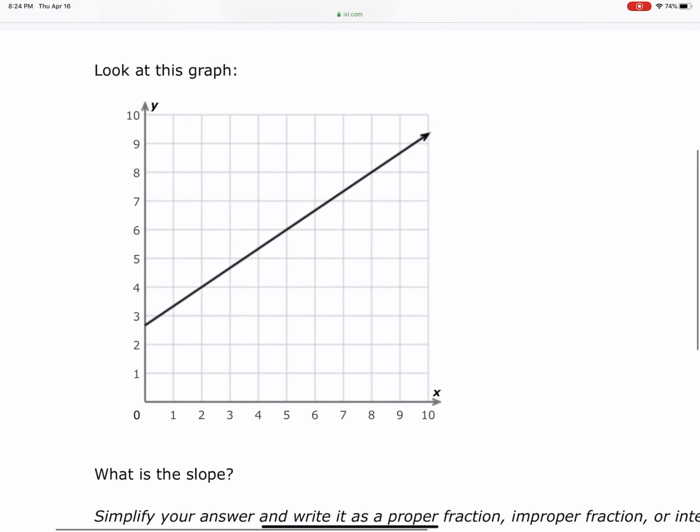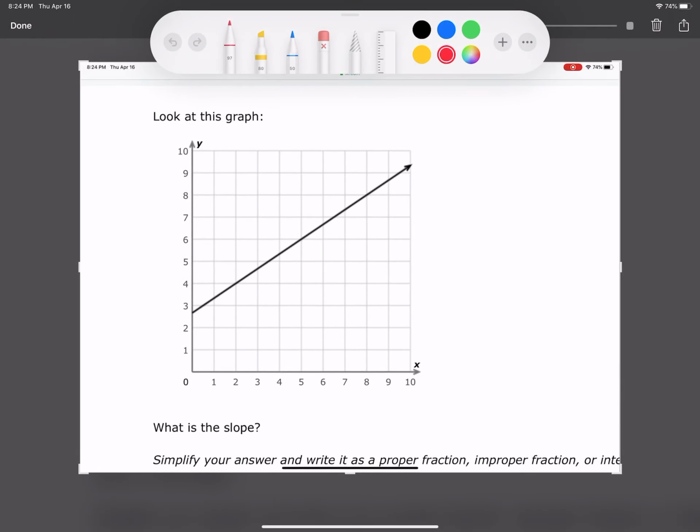Now let's try this one. I'm going to just try one more example. My first point that I want to take note of is this one right here. And my next point that I want to take note of is right here. So I notice I go 1, 2. I went up 2 units. So that's a positive 2 on my slope. And then I went right 1, 2, 3. So I went to the right 3 units. So I went up 2 units, right 3 units.